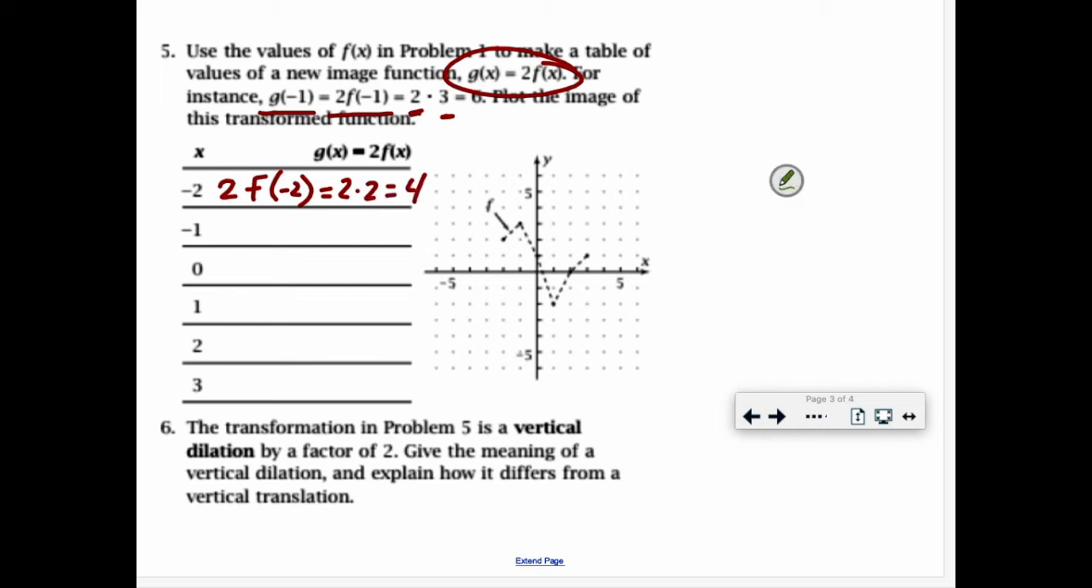Let's do it for the next one. That's 2 f(-1). f(-1) is 3, so that's equal to 6. 2 f(0) equals 2 times f(0), which is 1, so it equals 2. And we're just going to complete this for the rest.